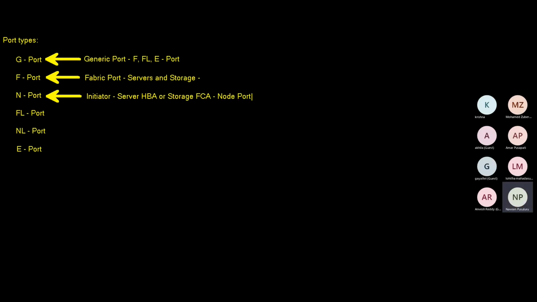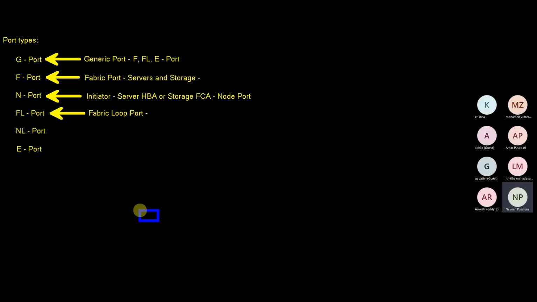We'll call our server or storage port an N port. Next, FL port. FL port means nothing but fabric loop port. FL port is also normal, just like F port, but instead of connecting directly to a server or storage, we connect a Fibre Channel arbitrated loop to the switched fabric.